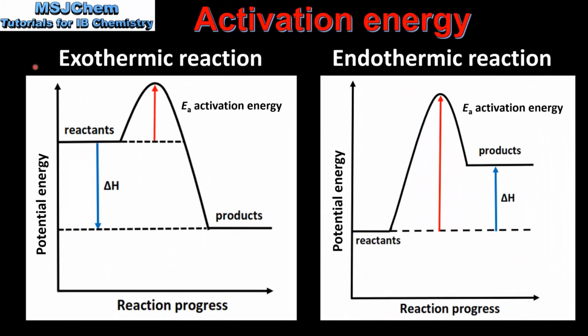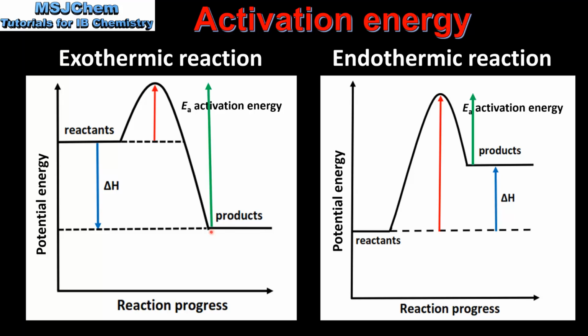Next, we look at two energy level profiles for an exothermic reaction on the left and an endothermic reaction on the right. The activation energy for the forward reaction is shown by the red arrows on the energy level profiles. So the activation energy is the difference in energy between the reactants and the highest point on the reaction profile. This highest point is known as the transition state.